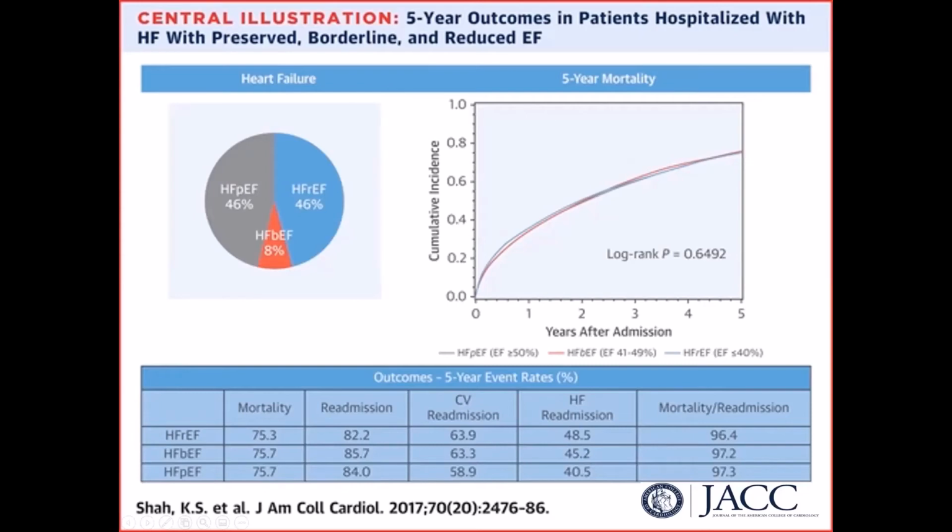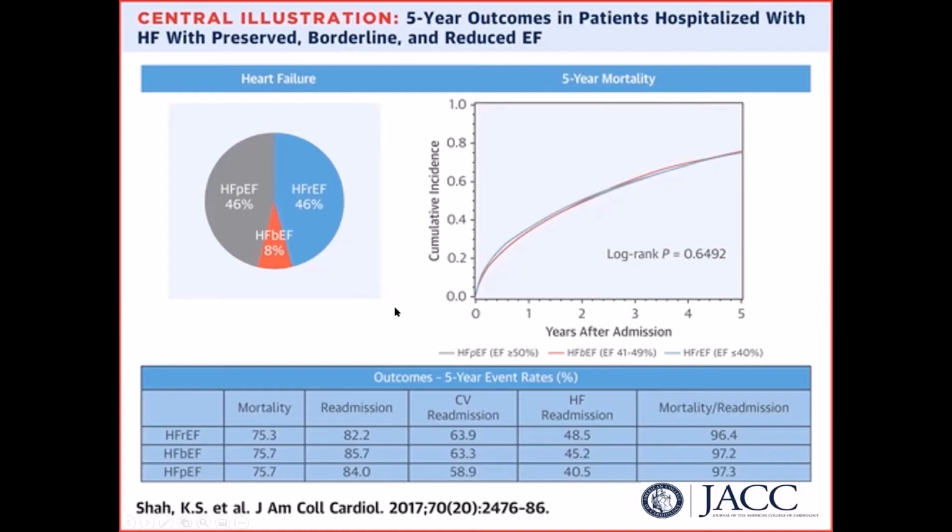So if you have a patient with a reduced EF or preserved EF, and you follow them through 5 years, 75% of them are dead, only 25% of them are alive. And if you look at median survival, which is 50%, it comes to about 2.1 years. So 50% of them are alive at 2.1 years. So this is a deadly statistic.